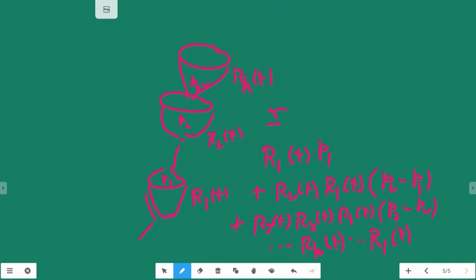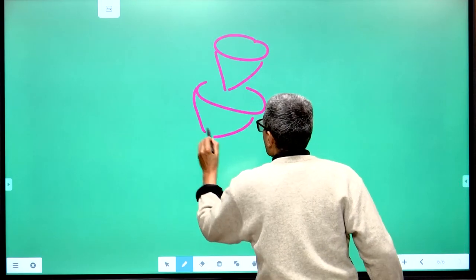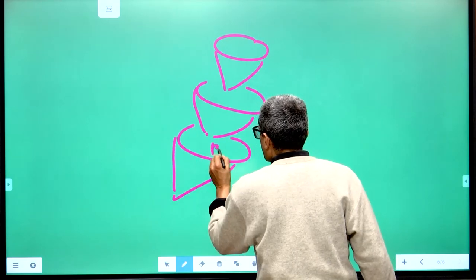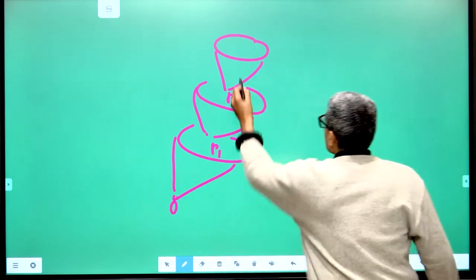Sorry, this is one error I have made. You have to do it this way. You have the first link, the second link, and the third link. So, this is 0, this is P1, and this is P2. So, this is the third link.